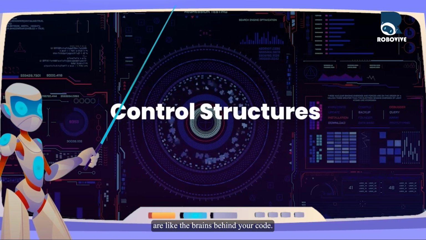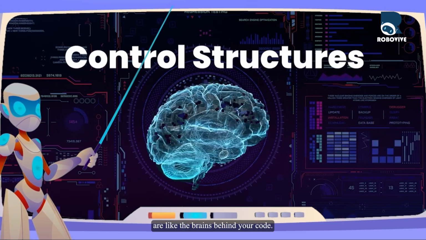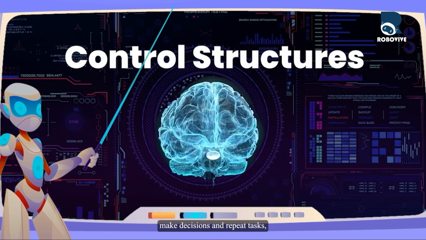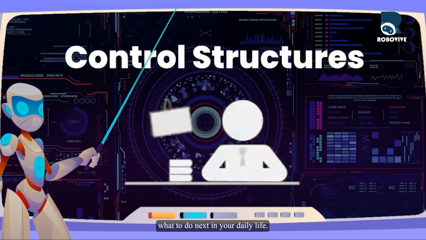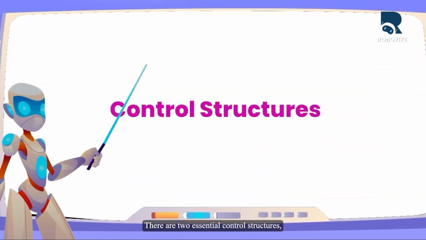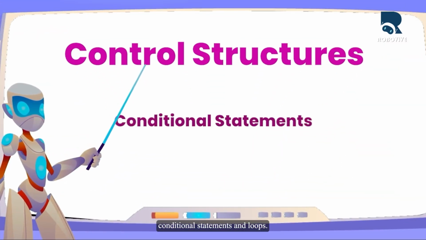Control structures are like the brains behind your code. They help your programs make decisions and repeat tasks, just like how you decide what to do next in your daily life. There are two essential control structures: conditional statements and loops.